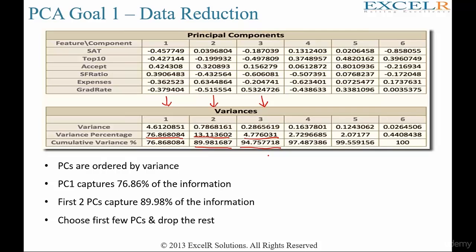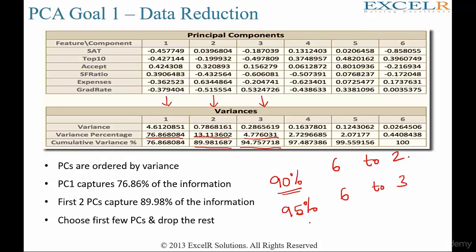Now here is a business decision that we need to take. Do you need 90% of information? If you need 90% of information only, then you have successfully reduced the number of variables from 6 to 2. However, if you want to capture 95% of information, then you have successfully reduced the number of variables, which were originally 6, to 3. Because if you choose only 3, your job is done. 95% of information is captured.